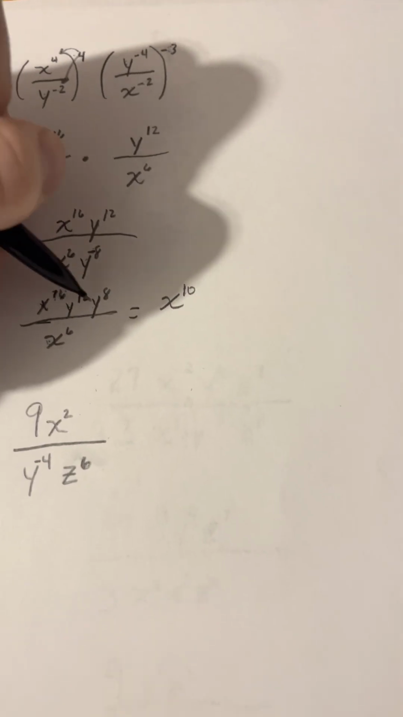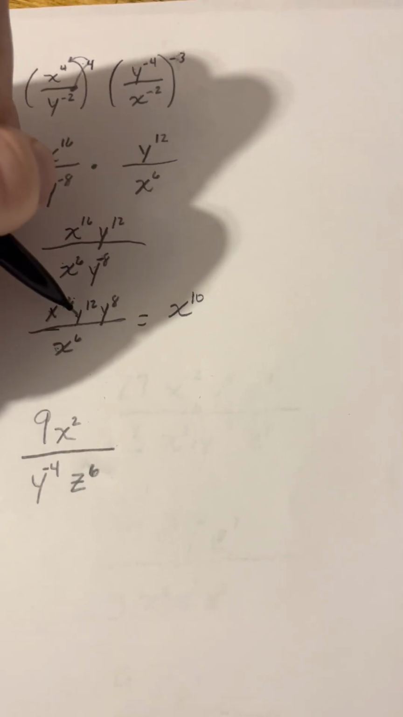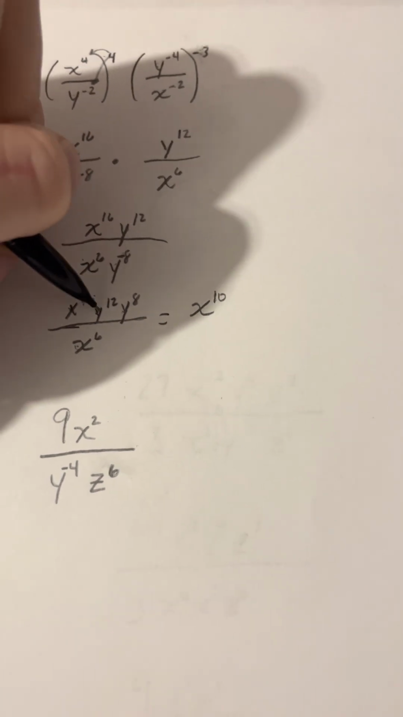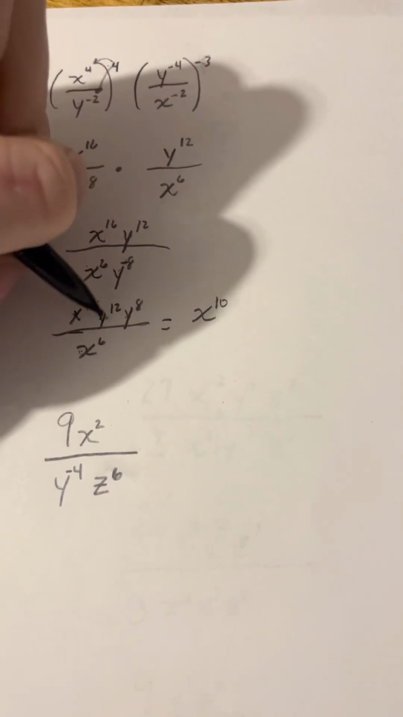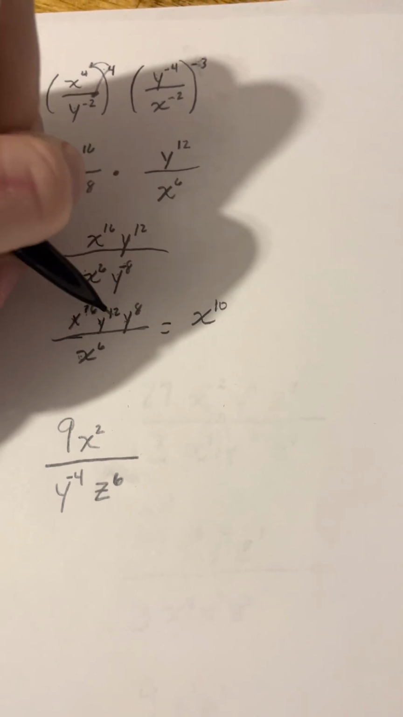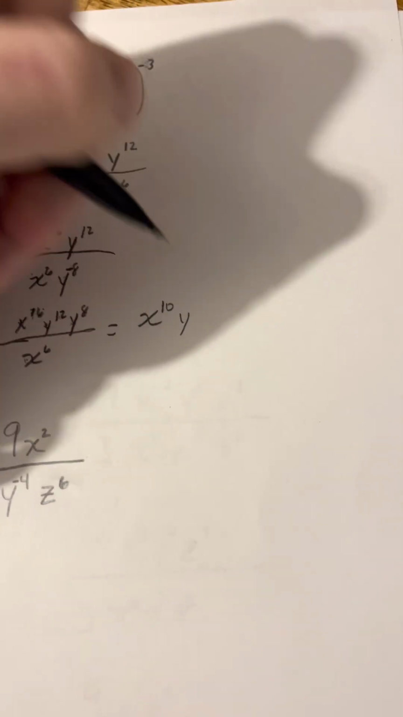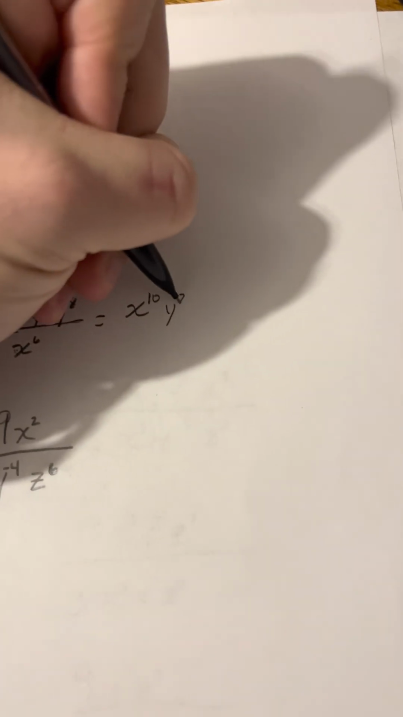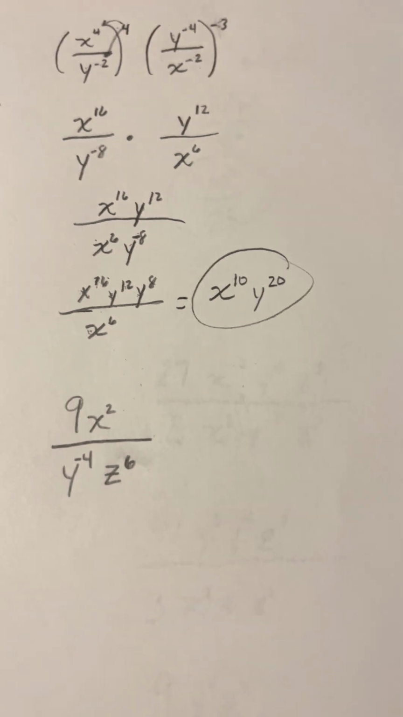This one with the y's, these are being multiplied. They're both on the top, so they're being multiplied. Same base, this is product of powers. Same base being multiplied, you add the exponents. So you keep your base of y, and 12 plus 8 will give you 20. So there's your final answer there: x to the 10th, y to the 20th.